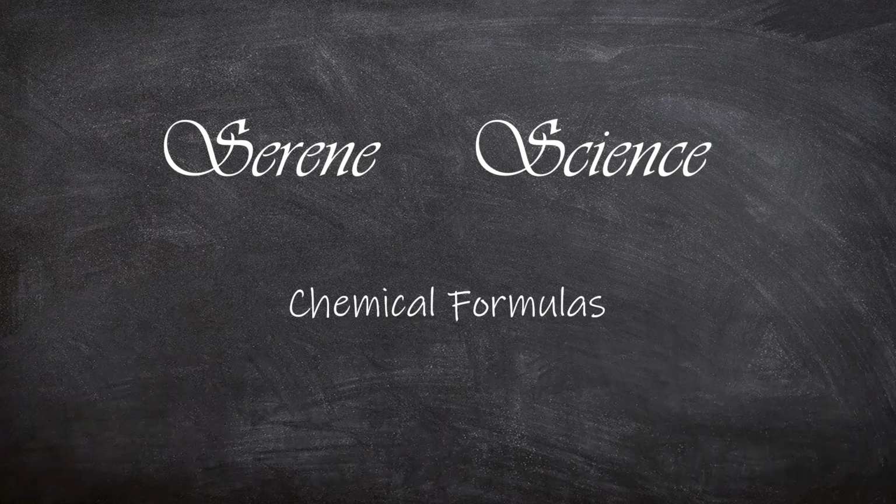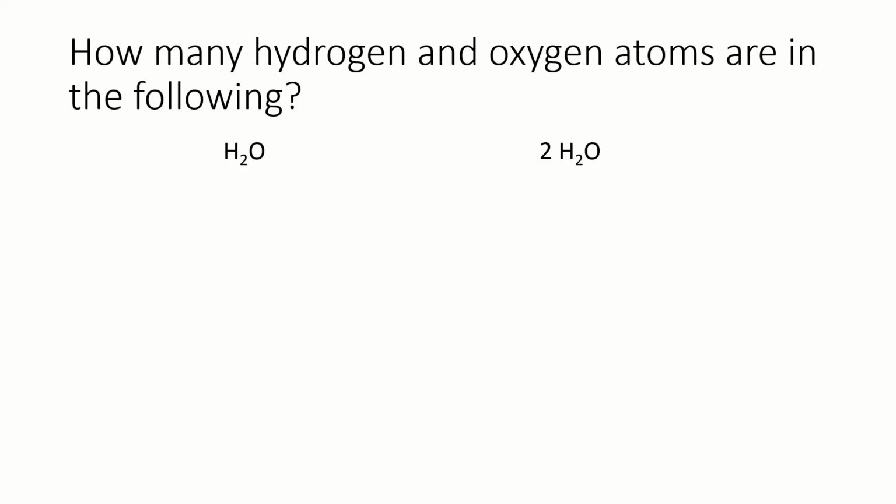In this video, we're going to look at how to count the number of atoms in a given chemical formula. Let's look at a couple of examples. So in this first question, it asks, how many hydrogen and oxygen atoms are in the following?